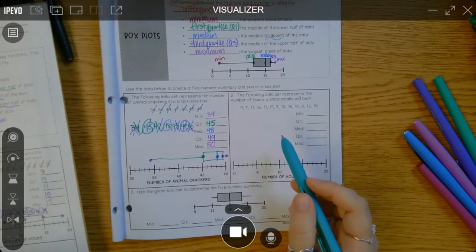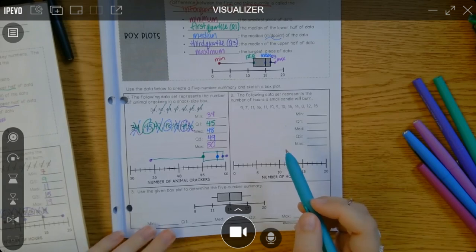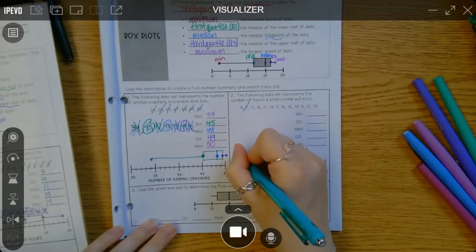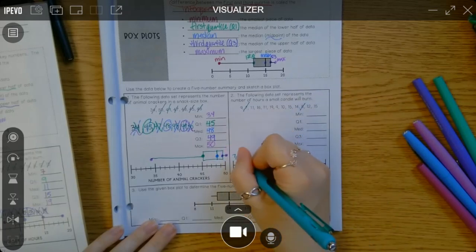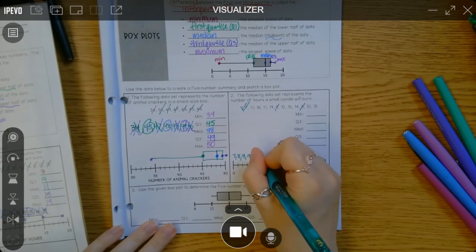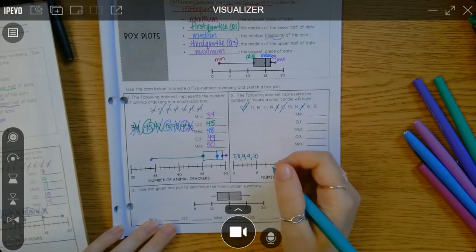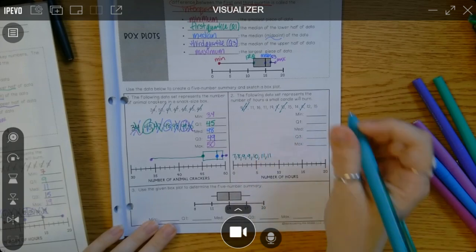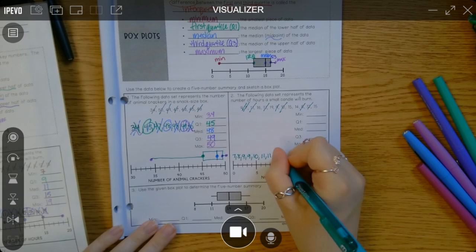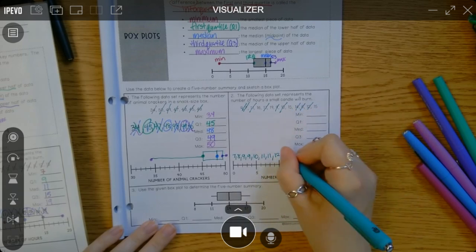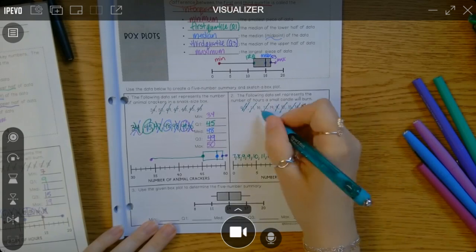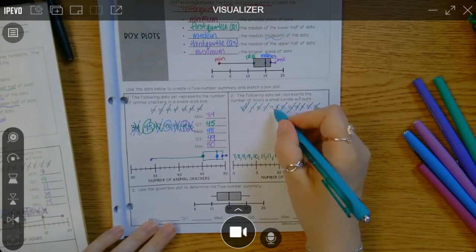Okay, let's go ahead and try to do this one. So again, first step, put them in order from least to greatest. The smallest one is 7. Then you have an 8. Then you have two 9s. Then I see a 10, and I see two 11s, and a 12, and a 14, two 15s, a 16, and finally that 19.